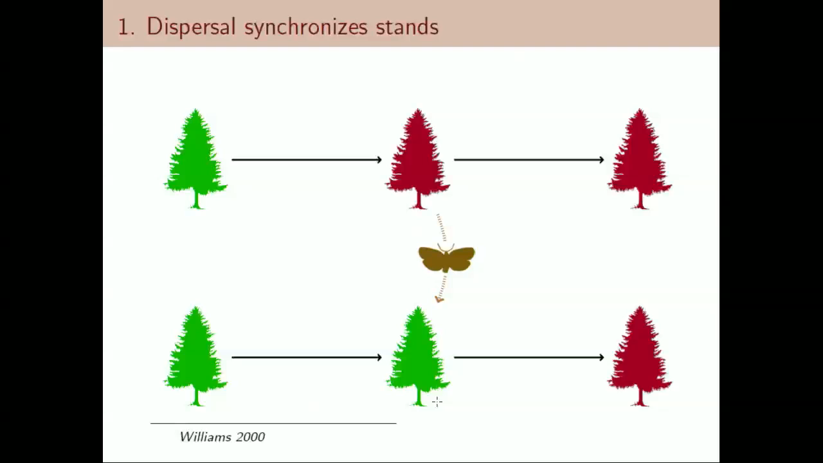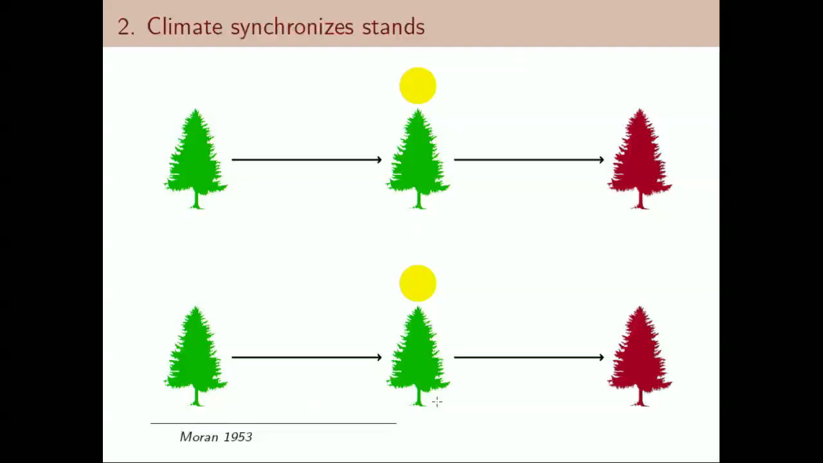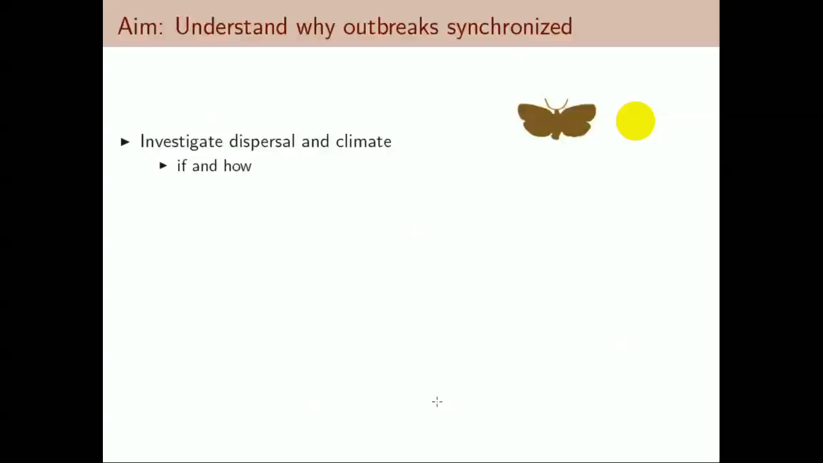Another one is that the climate synchronizes the stands. So if it's warm, for example, in two stands at the same time, then an outbreak will be caused everywhere, even without dispersal. And it's known that there's a high spatial autocorrelation in climate values, so it's also a plausible hypothesis. The aim of my study was to investigate these two hypotheses, if and how they can affect outbreaks.